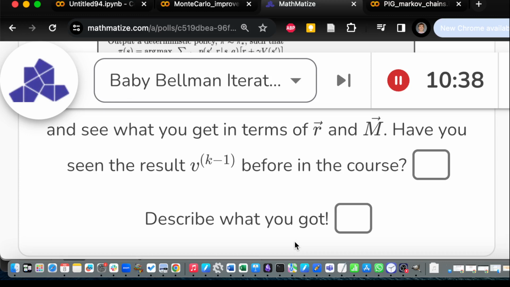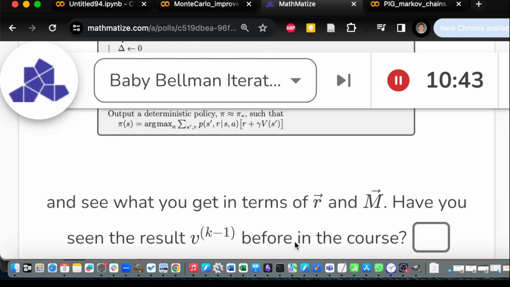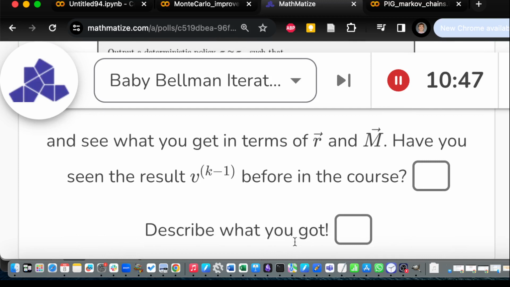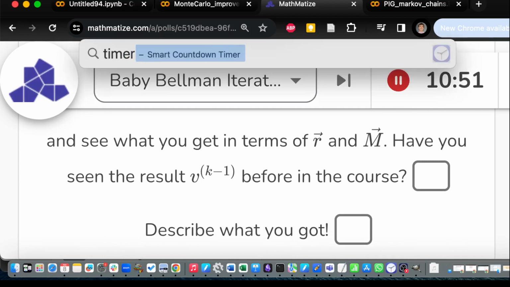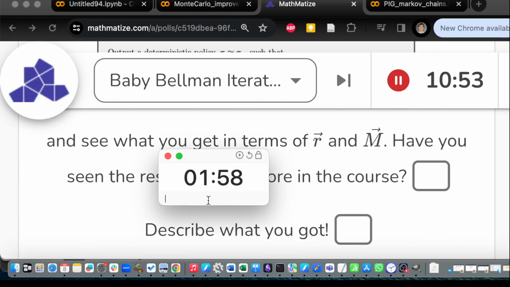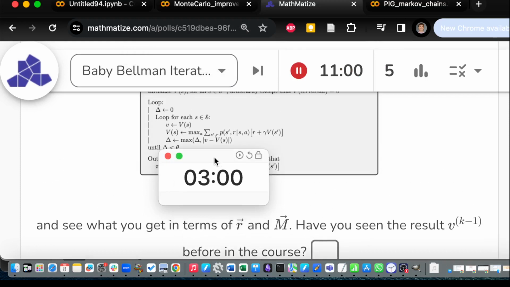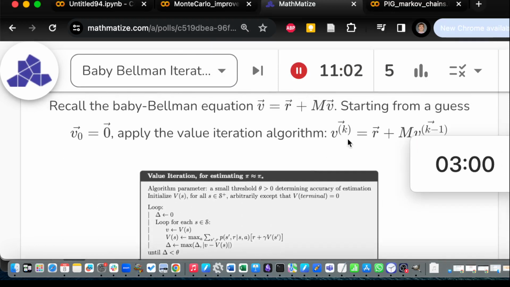So I'll give you a couple minutes. Try to work out what happens if you do a bunch of iterations of value iteration on the baby Bellman equation, and tell me if you've seen it before and what you got. Okay, I'll set you loose for a few minutes. And the important equation, I guess, is the baby Bellman equation right there.